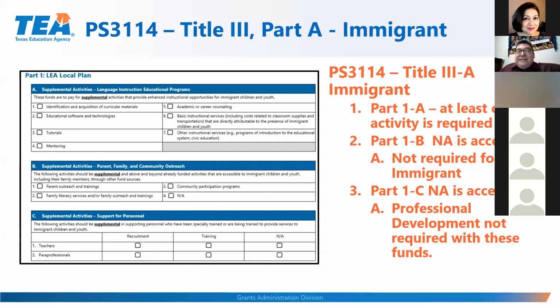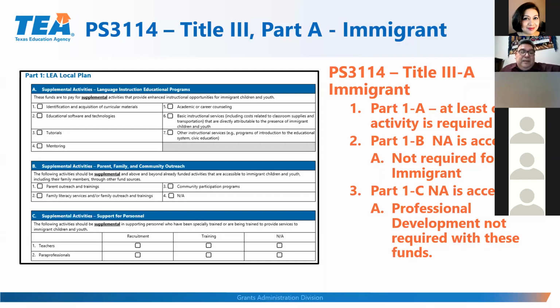So on this one, because it's a short list of LEAs that are eligible to receive these funds, there's a little bit more flexibility. For the supplemental activities, you can select any of those, including the one that says other instructional services. For your parent and family and community outreach, again, you can select one or all, or NA if you're not using these funds for these outreach supplemental activities. NA is an acceptable answer.